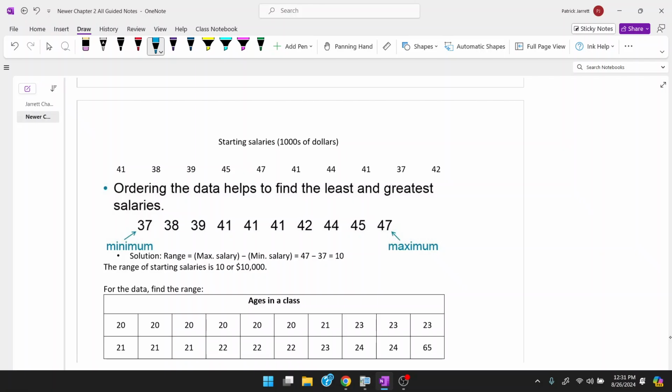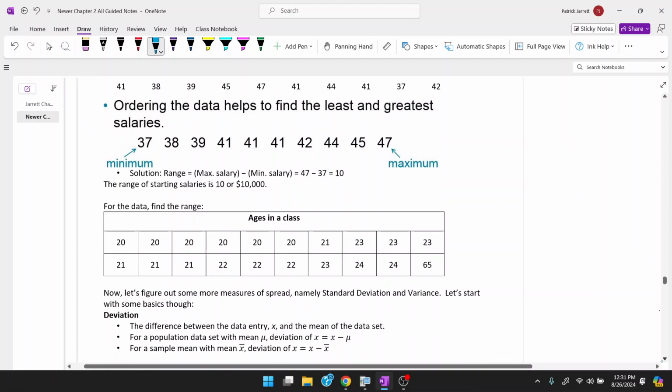What about the range for this data? Ages in a class. What would the range for this be? 45 years.